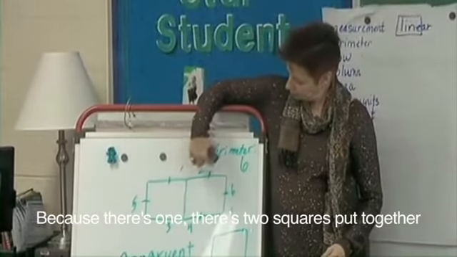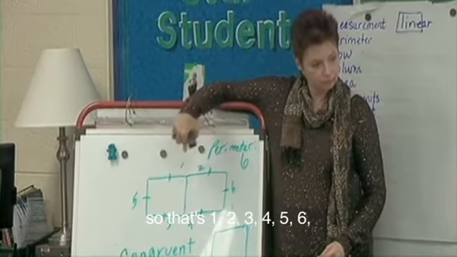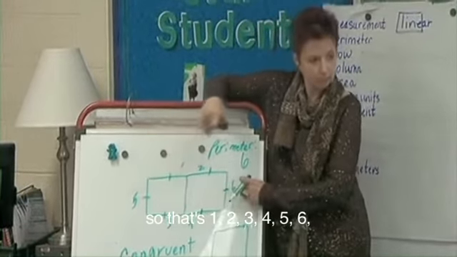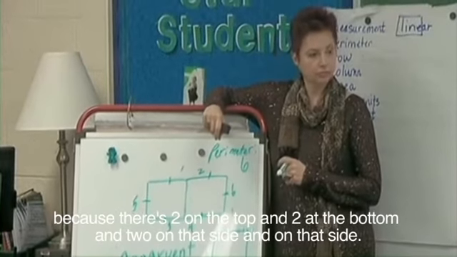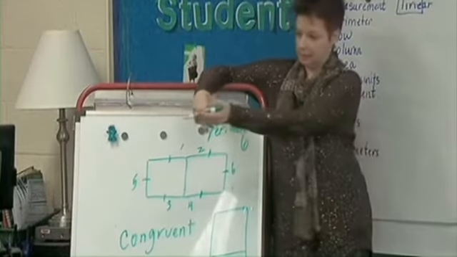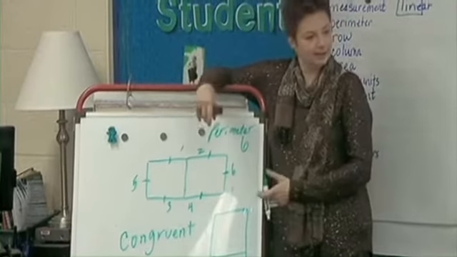Because there's 2 squares put together, so there's 1, 2, and 3, 4, 5, 6, because there's 2 lines up top, 2 lines on the bottom, 2 lines on the side. Yeah, is that what you said? You were thinking exactly like she was.